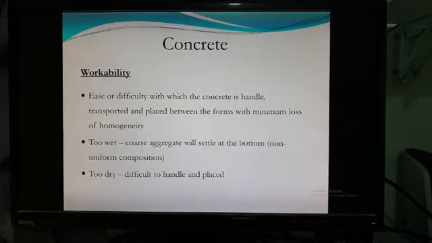The aggregate must be in a uniform condition throughout the concrete mix. So this process is known as segregation. Okay, so we do not want the aggregate and the cement and the sand to segregate from each other. A bit too dry, and it's very difficult to handle and to place the concrete where it is needed. Okay, so we need the concrete to be plastic.